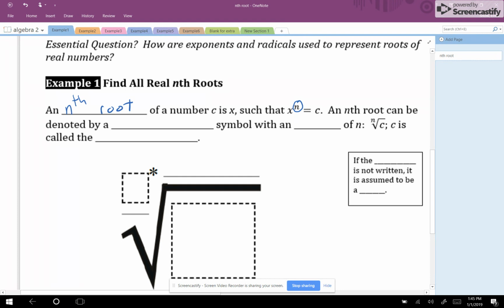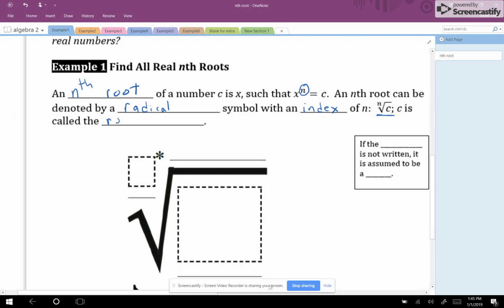An nth root can be denoted by a radical symbol with an index, call it the index, of n. So we have the nth root of c, it looks like that, and c is called the radicand.